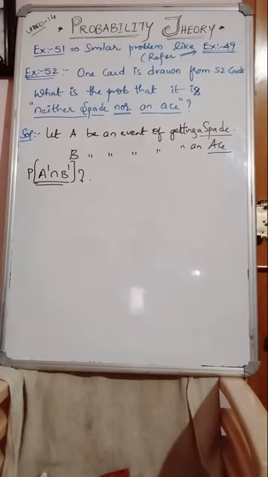P of A dash intersection B dash. That is the meaning: not A and not B. It's not a spade nor an ace card. That is the meaning of A dash intersection B dash. So first and foremost, spade and ace: find out the relation between these two. In spade cards, definitely an ace card will be there. So spade and ace together, there is a card. What is that? A intersection B.